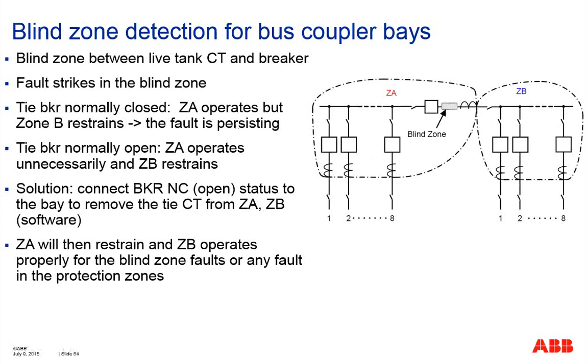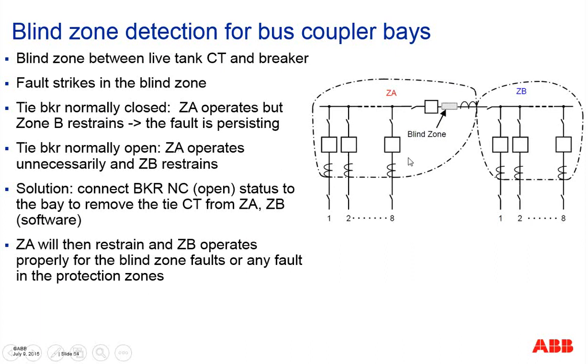But on the other hand, when the breaker is normally open, for the fault here, zone A will still operate. However, this time the overtripping is unnecessary. You're still not going to take out the flow, while zone B is still restrained. So what is the solution?